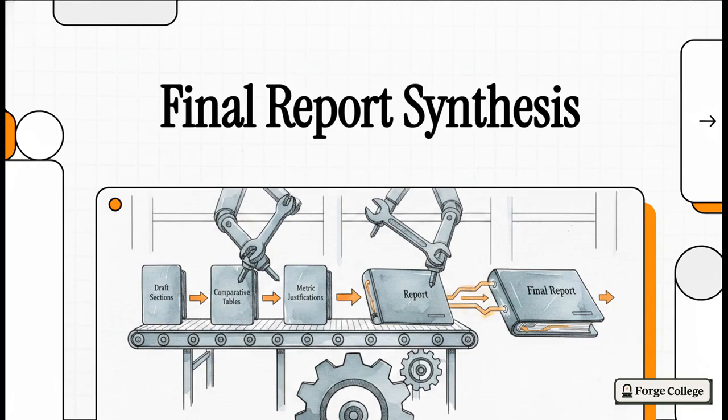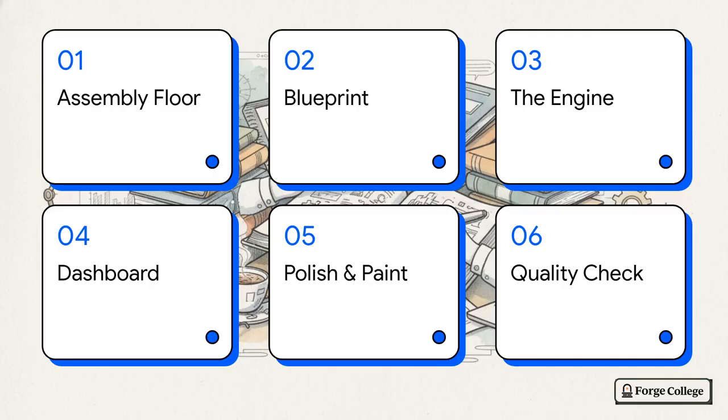Now, in our previous explainer, drafting comparative report sections, we were busy manufacturing all the individual parts for your Capstone project, right? The draft sections, those comparative tables, the metric justifications. Well, today's the day we finally pull out our metaphorical wrenches and bolt all those parts together into one sleek, high-performing final report. Okay, let's dive into this.